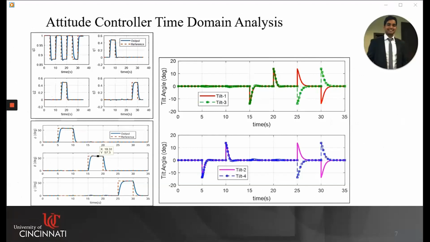Here are some results for time domain analysis of the attitude controller. The UAV is commanded via roll, pitch, and yaw step inputs, and the system responds as desired.